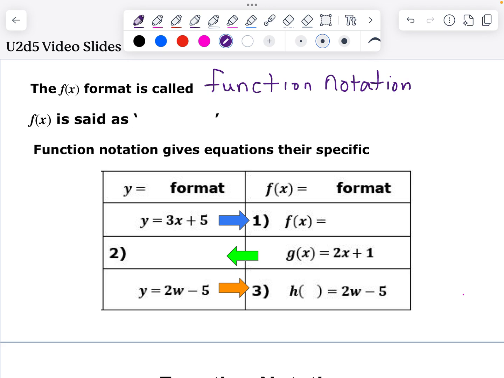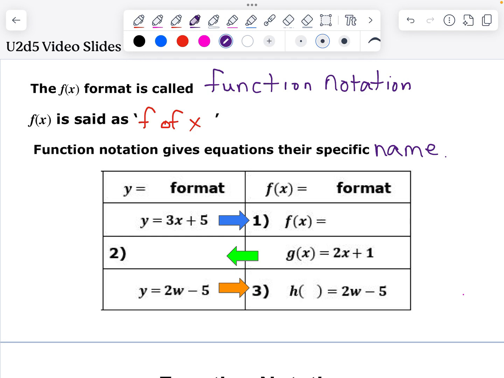All right, so this right here is function notation. And the way you read that, or the way you say that, is we call that f of x. Okay, so you're typing that in. So when we read this, we don't say f parentheses x, we say f of x. Okay, and so function notation, something that looks like this, basically gives equations their specific name.